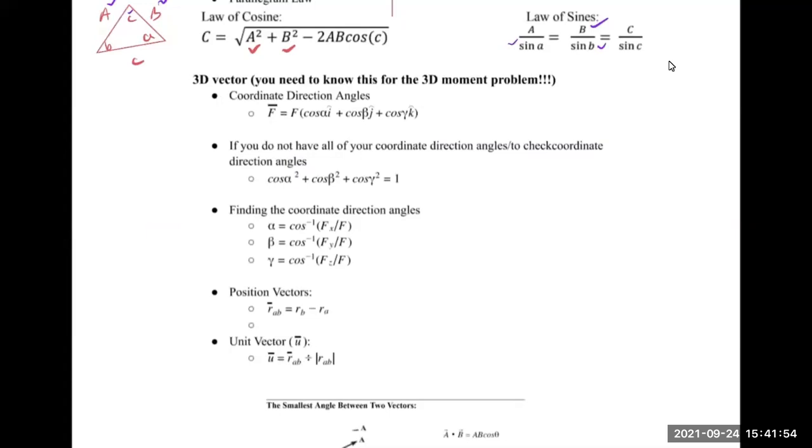And then for the 3D vector, like I said, you need to know how to do 3D vectors in order to do the 3D moment problems. So for 3D vectors, you will encounter different types of 3D vectors. Okay, so first one is the coordinate direction angle, okay, which means that if you see this plane right here, this is a 3D vector plane.